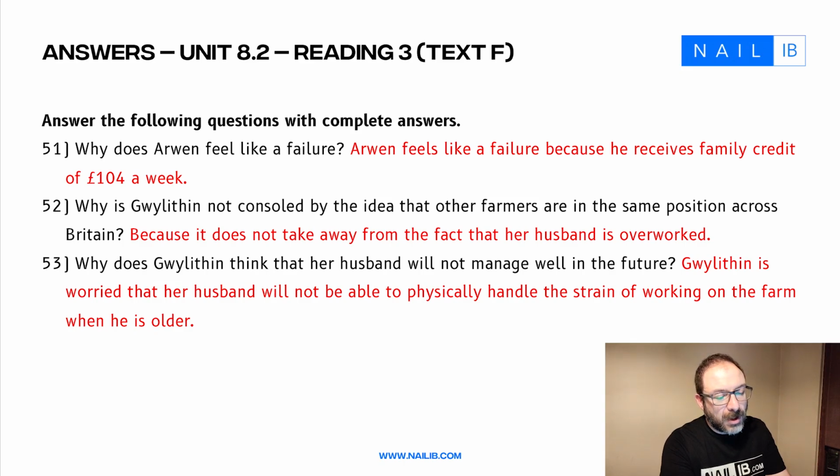51. Why does Aaron feel like a failure? He feels like a failure because he receives family credit of £104 a week. It exactly says in the text, so there is nothing to explain more for you. 52. Why is Gwyneth not consoled by the idea that other farmers are in the same position across Britain, because it doesn't take away from the fact that her husband is overworked?